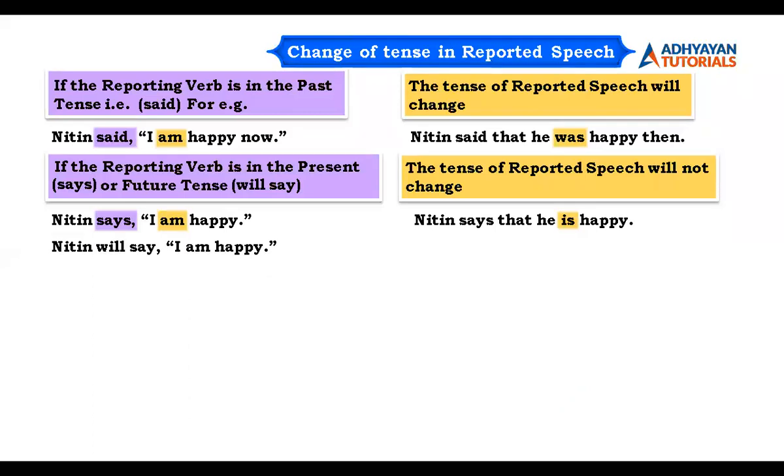Nitin will say, I am happy. सबका हाथ नीचे कर रहा हूँ. Raise your hands if you want to answer. Daniel from Takshila, I'm unmuting you. Hi, Daniel. Hello, sir. Yeah, Daniel, tell me, what is the बाहर का verb? Sir, will say. Tense of the बाहर का verb. Sure. So will you change the tense of the verb inside?